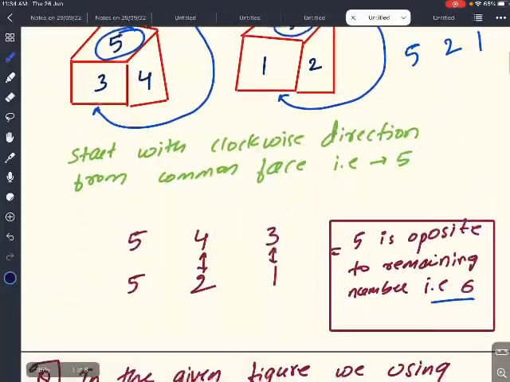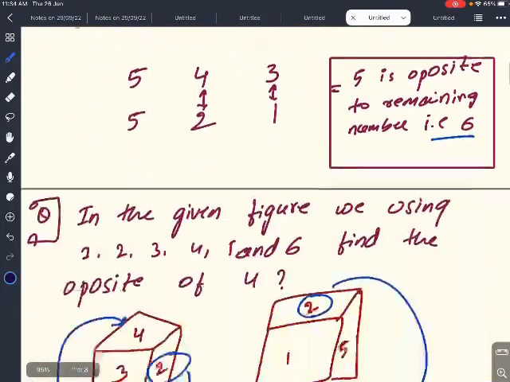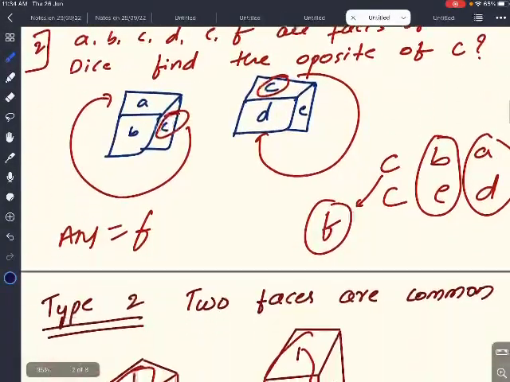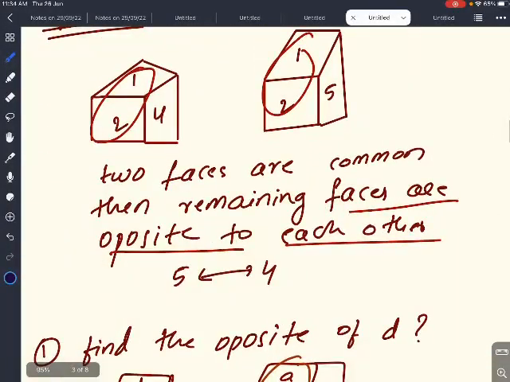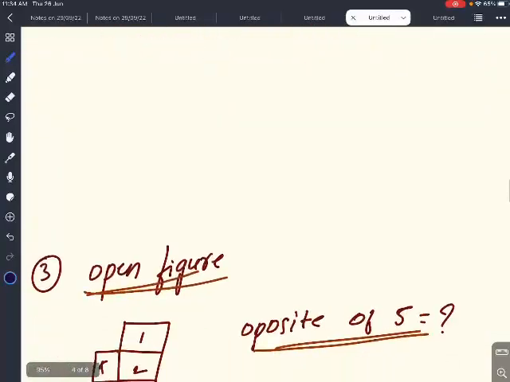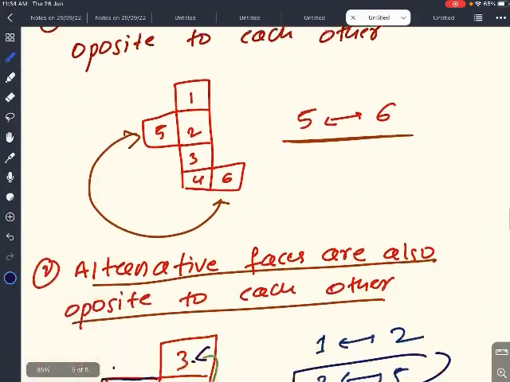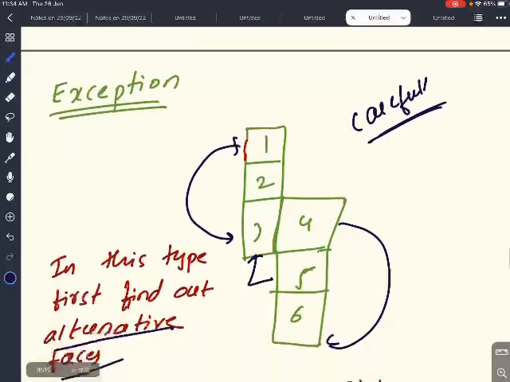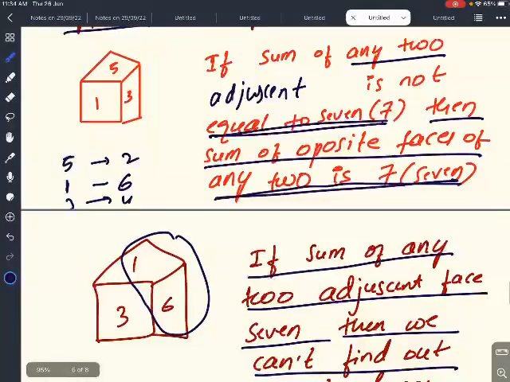To revise easily: if a common face is given, go clockwise from the common face. If two common faces are given, the remaining faces are opposite to each other. In an open figure, extension parts are opposite to each other, and alternative faces are opposite to each other. In a single figure, if adjacent faces sum to 7, then we can't find the answer. If adjacent faces do not sum to 7, then the opposite faces sum to 7: 5 opposite 2, 5 plus 2 is 7; 3 opposite 4, 4 plus 3 is 7; 1 opposite 6, 1 plus 6 is 7.